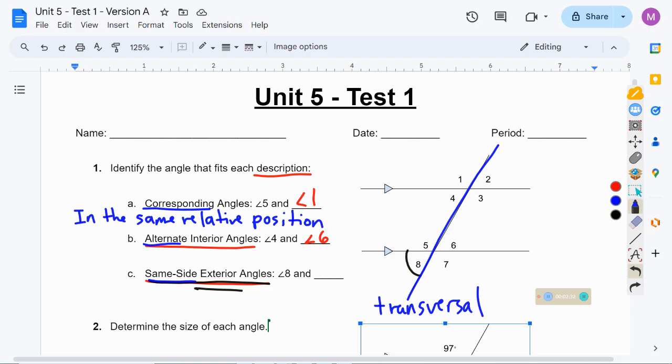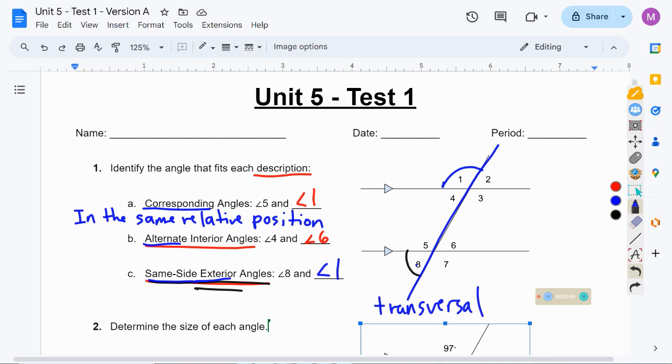All right? So we have angle 8 and angle 4. Those would be corresponding. Okay? Not same side exterior. Notice how 8 is exterior, it's outside the parallel lines, but 4 is interior. So that's not going to work. All right? Same side exterior angles would be both of them exterior, right? So in this case it would be 8 and 1 is our only other option there. So there we go.